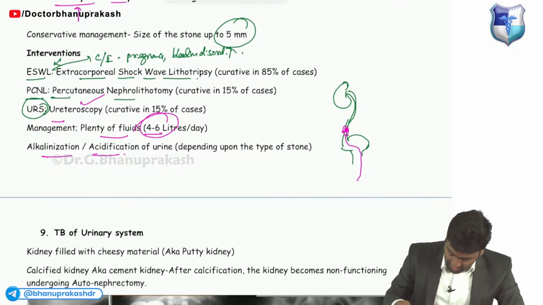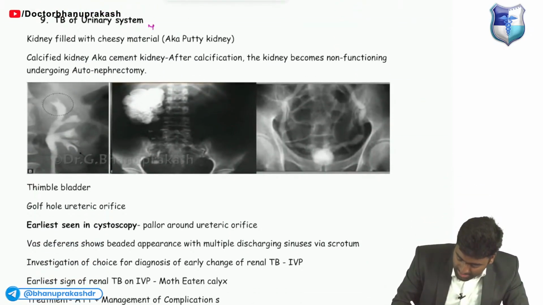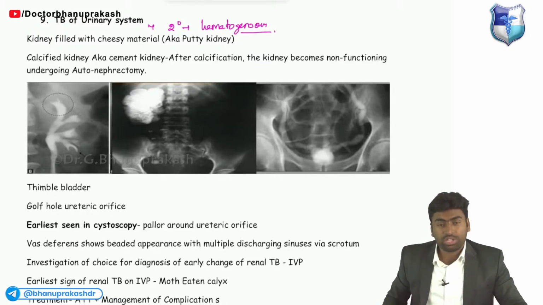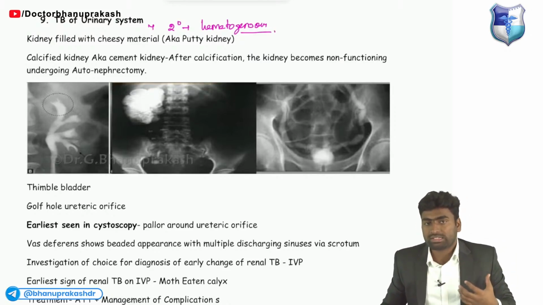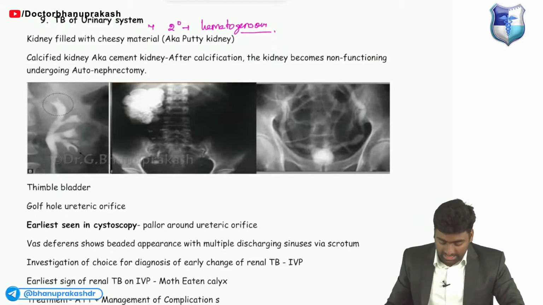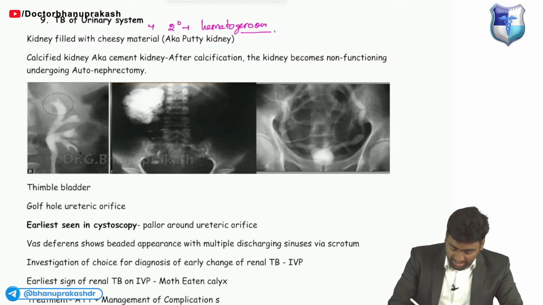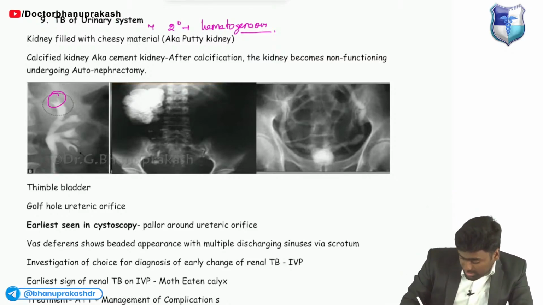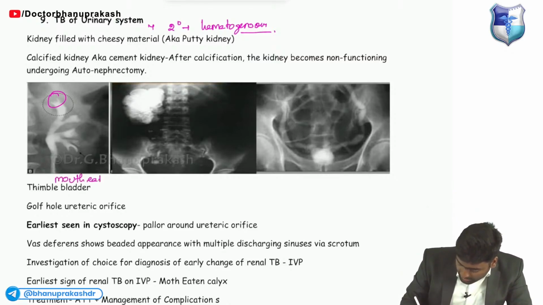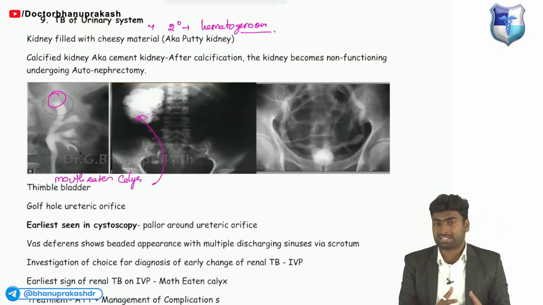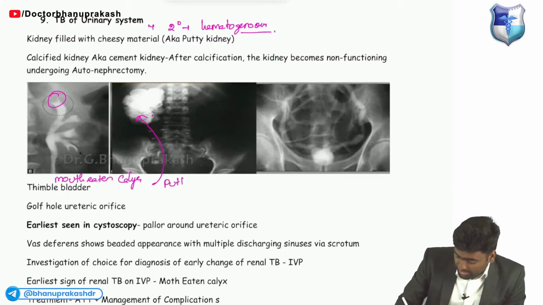Okay, remember this much. Next, if you see TB of the urinary system, it will spread secondarily by the hematogenous route, by blood. Usually the primary focus is in the lungs, which then spreads to the kidney. This will have multiple features. One, it can cause a type of calyces known as moth-eaten calyces. Then it can cause pus formation inside the kidney, which is known as putty kidney.